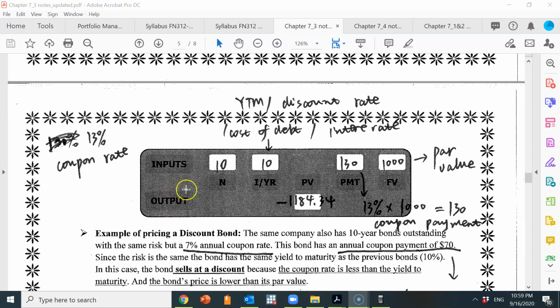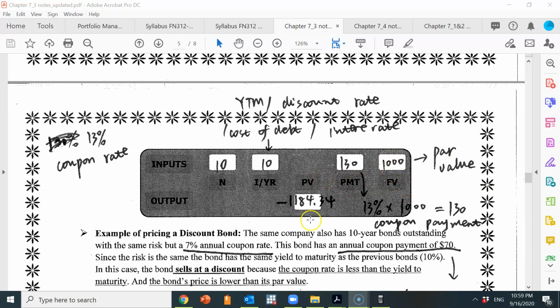Okay, the answer is shown in this graph here. We can input our N as 10, I as 10, okay, because it's given that our yield to maturity, discount rate, cost of debt, interest rate of return for the investors is 10%, because this premium bond has the same risk as par bond, so we have the same interest rate, 10%. However, our coupon rate increased from 10% to 13%, so our coupon payment here we're going to input is 130, which is 13% multiplied by 1,000, okay? So payment 130. Future value is the par value, 1,000.